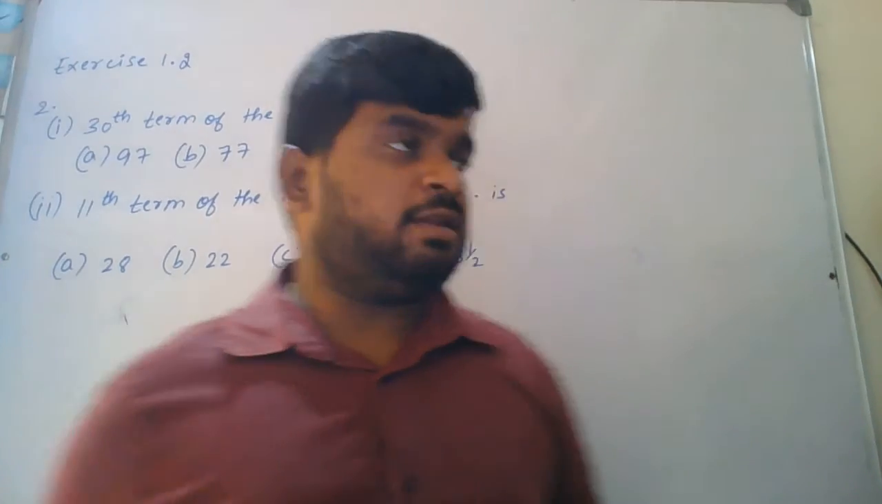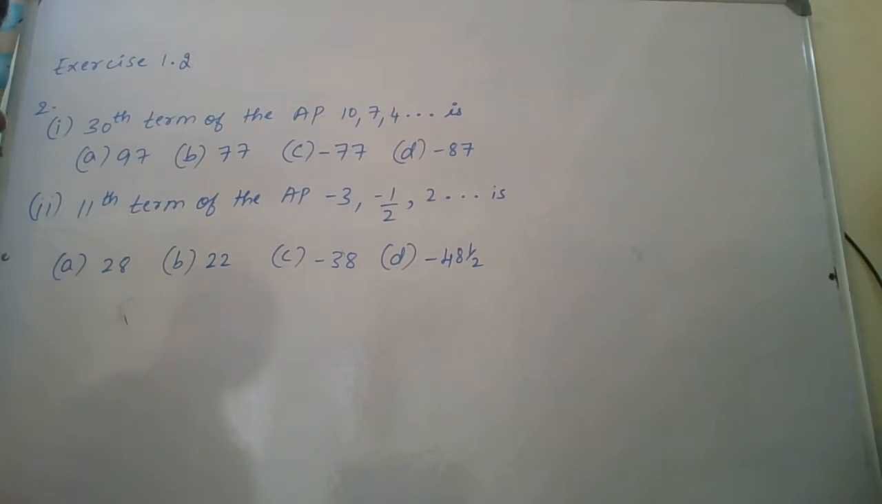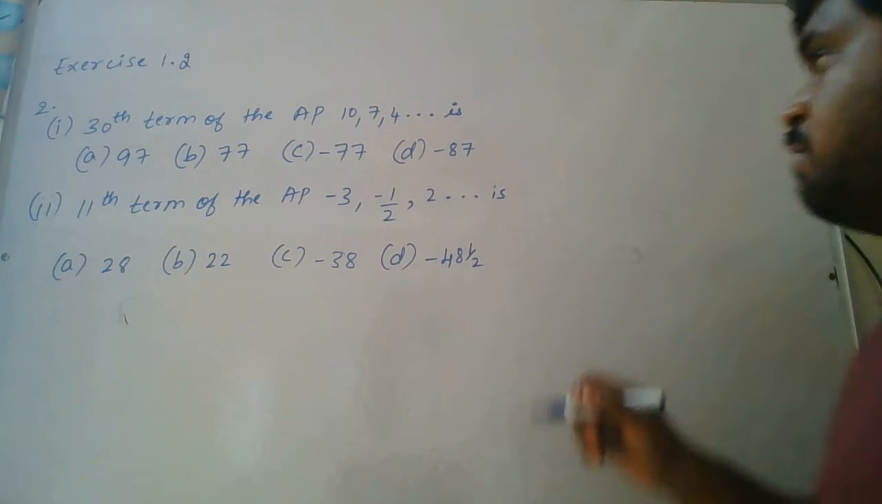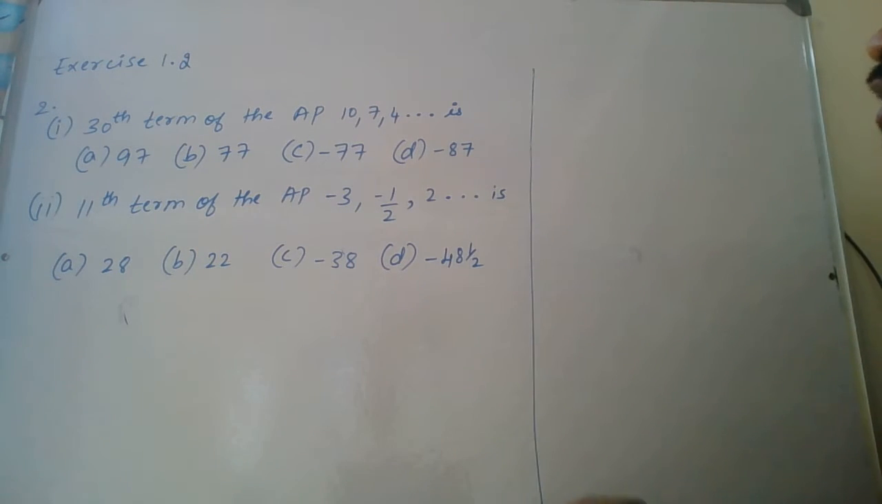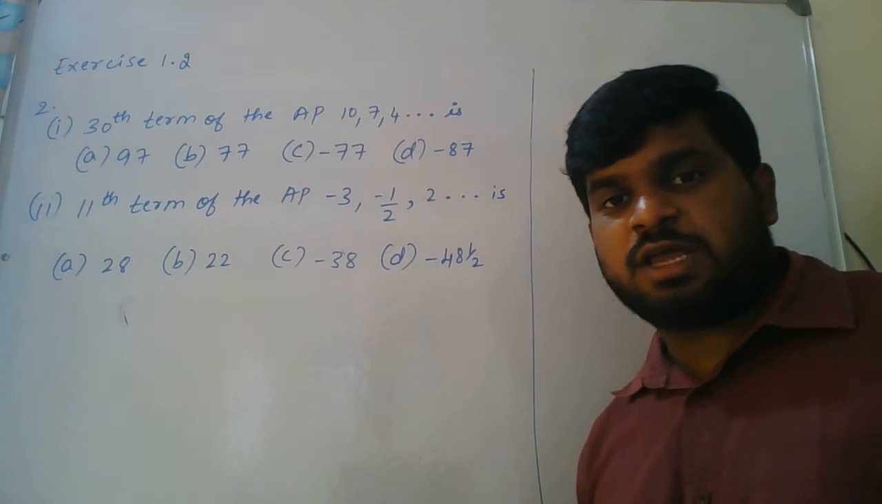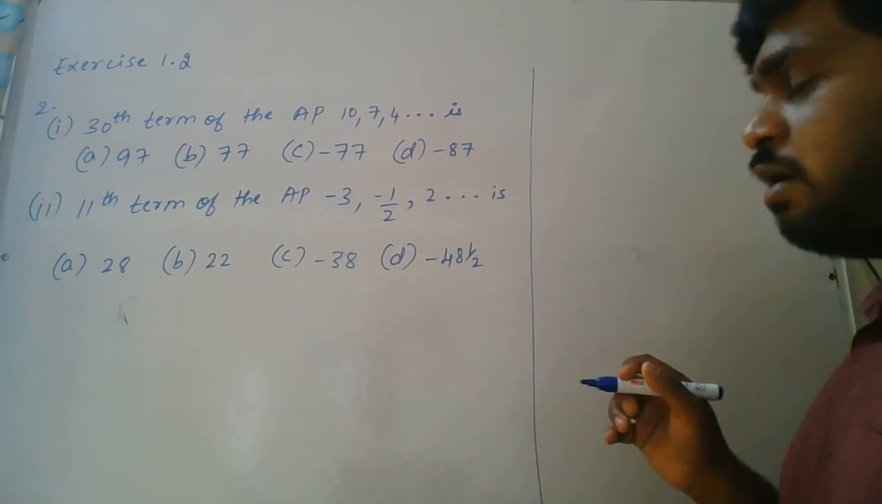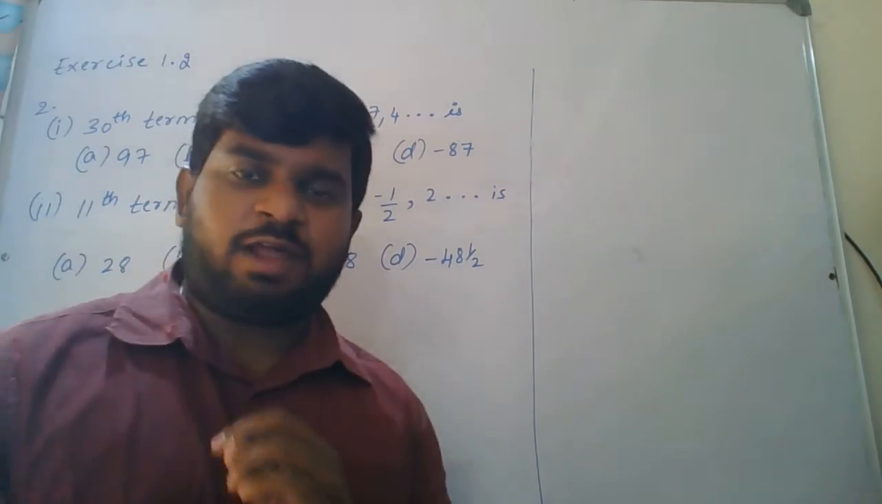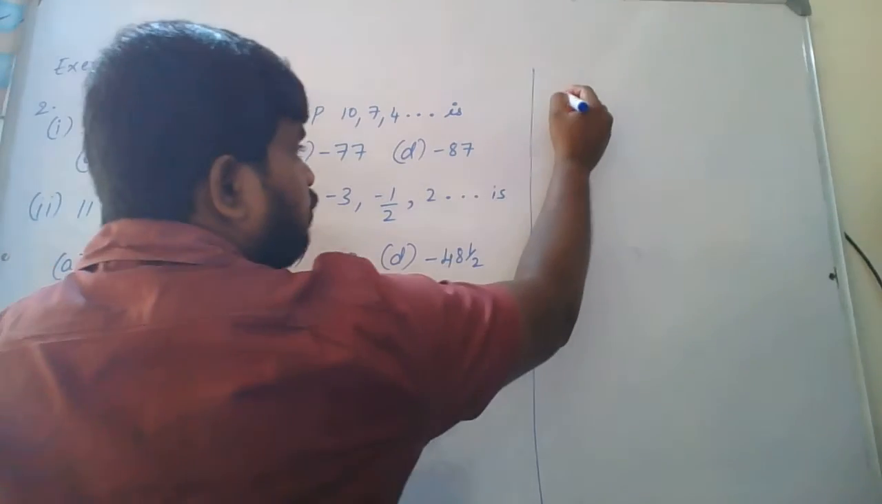Okay, students, in the second main, we have to choose the correct answer. So the first question: the 30th term of the AP 10, 7, 4 is... Now, whenever there is a problem related to AP, the first step is always to find the value of A and D. So let's find the value of A and D here.